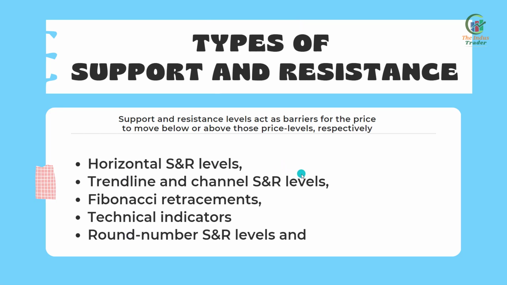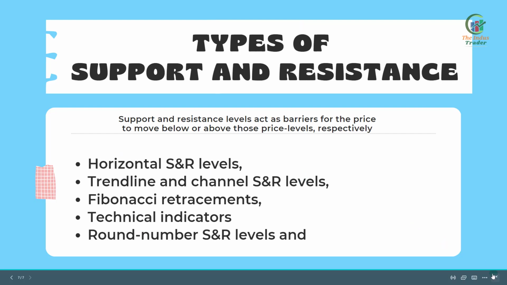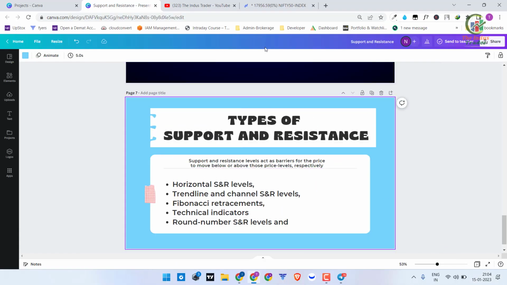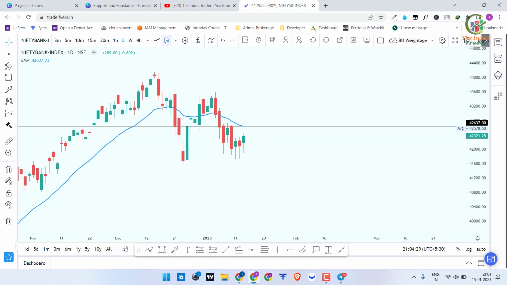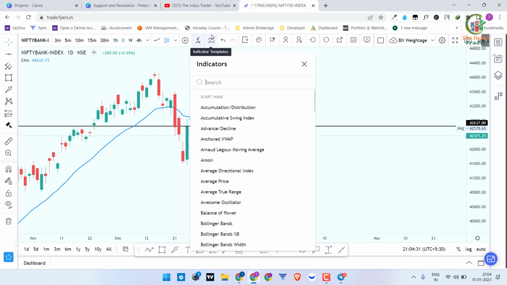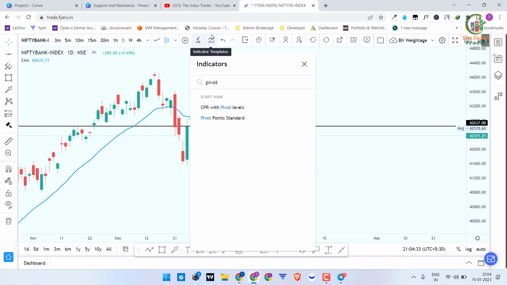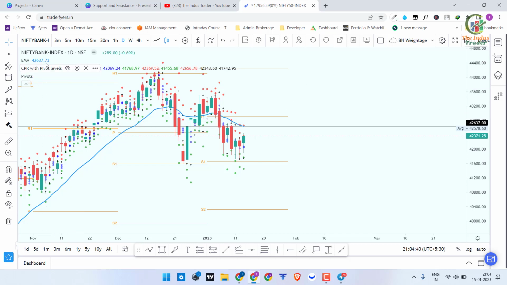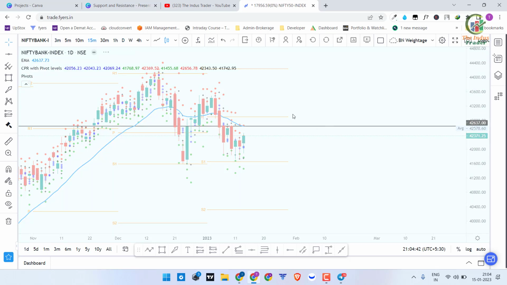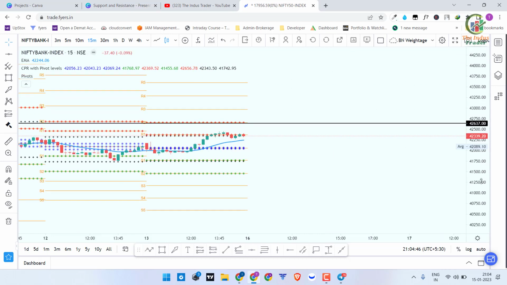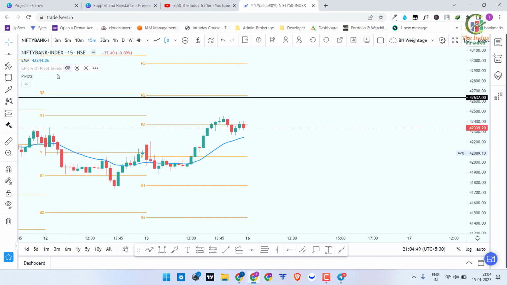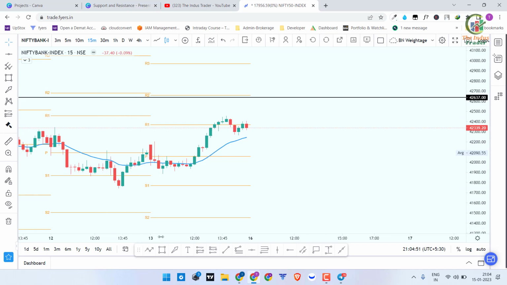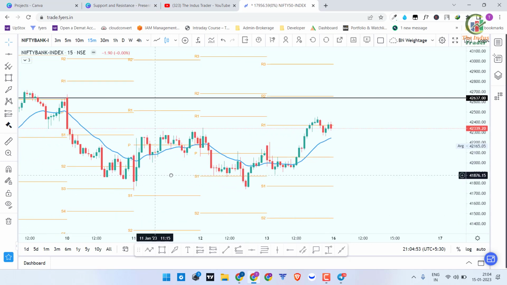Now let me show you some more technical indicators, and we will also talk about those indicators very soon, not to worry. One more indicator people usually use is CPR with pivot points. You can use both the levels, and let me go to the 15 minutes shorter time frame, and you can see pivot points. These are one indicator.